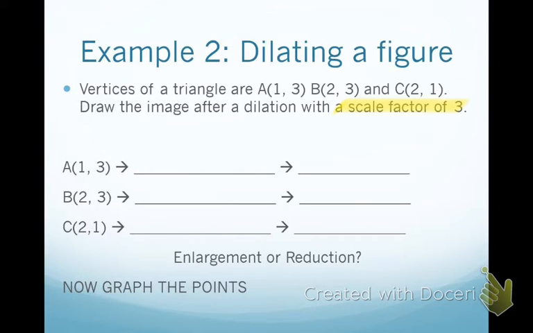All right, well, how do I do that? How do I triple a figure in size? I need to multiply each value inside the ordered pairs by 3. All right, so here's what it looks like.